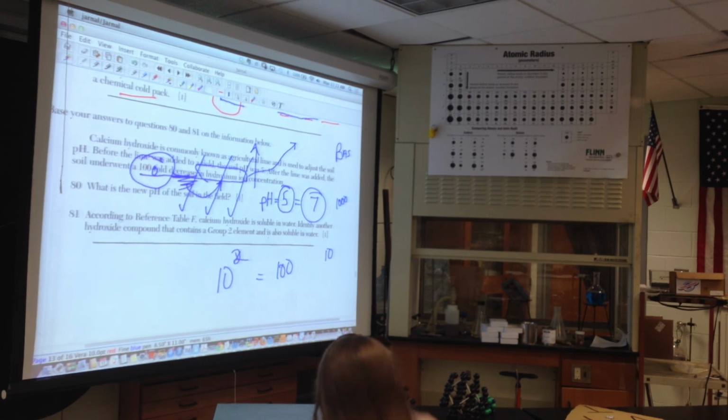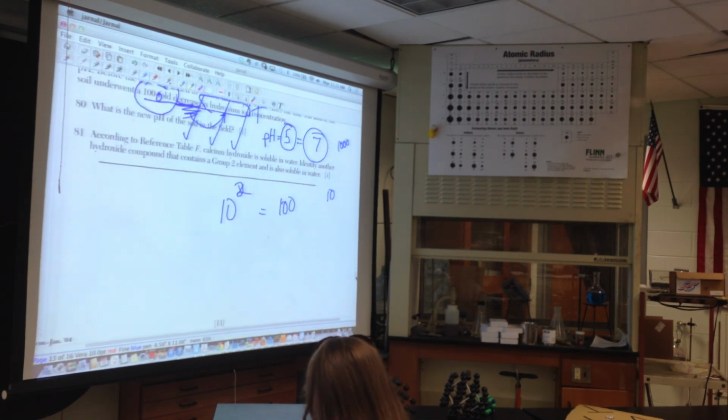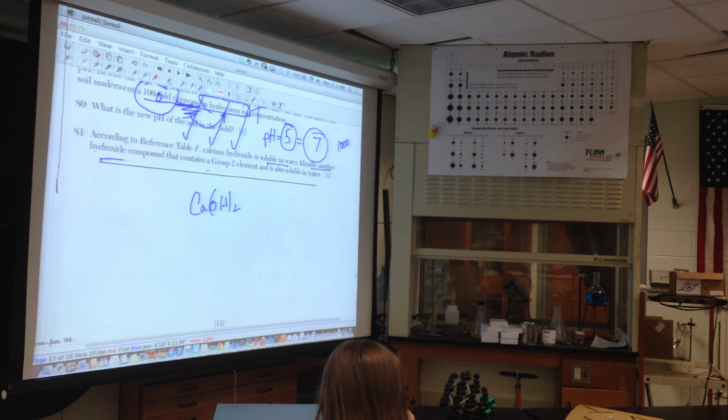According to table Fufu, number 81. Okay? Yeah, you've got to give them little nicknames. They're not like table F has the information. No, table Fufu. It's something you can snuggle and hug. According to reference table F, calcium hydroxide is soluble in water. Identify another hydroxide compound that contains a group 2 element that's also soluble in water. So let's go to table Fufu.